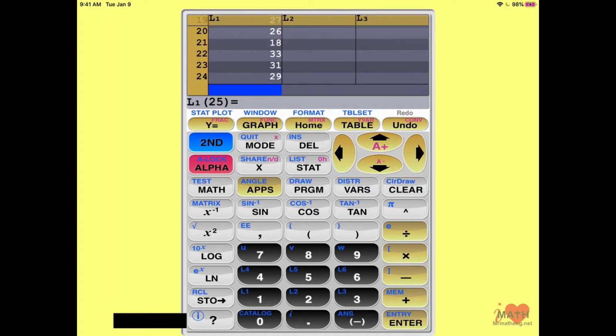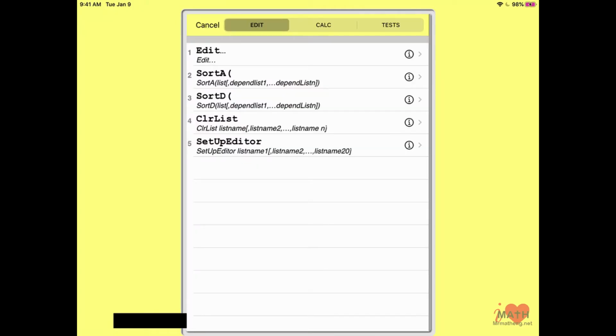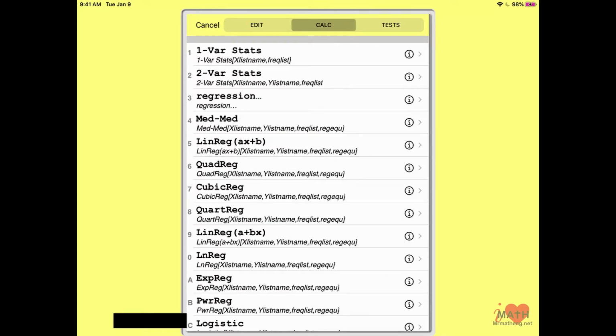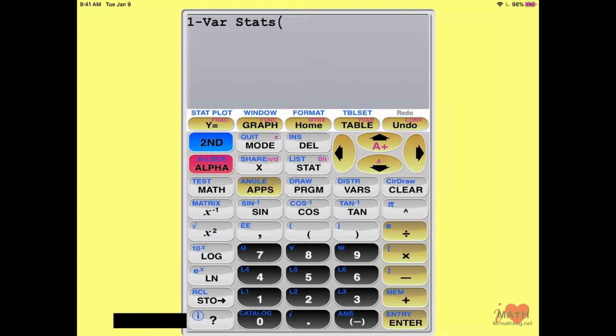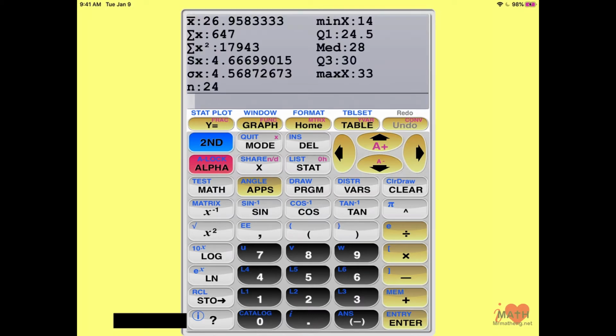You'll notice that it says 24 there. That means the 24 cars. All right, so notice how it's all under L1 or list 1. So I'm going to press stat, calc. So you're going to go over to the left now. And then you're going to hit 1 var stats. And let's see if they can just press enter. Oh yeah.